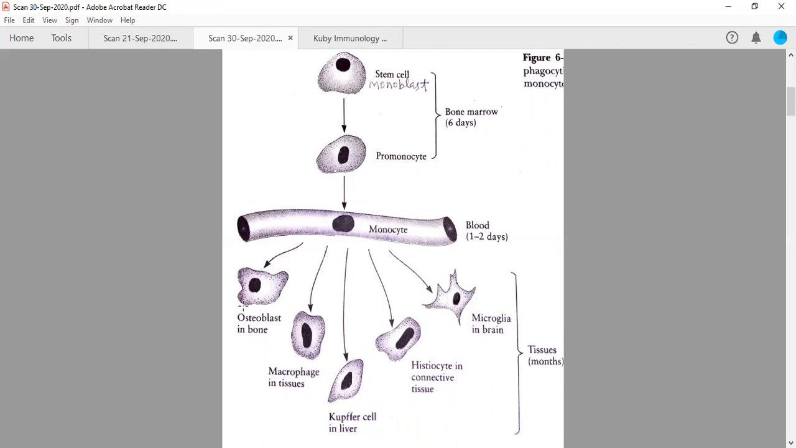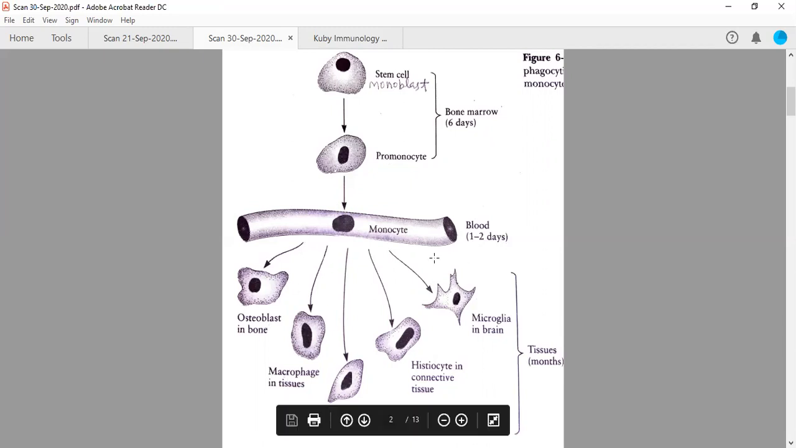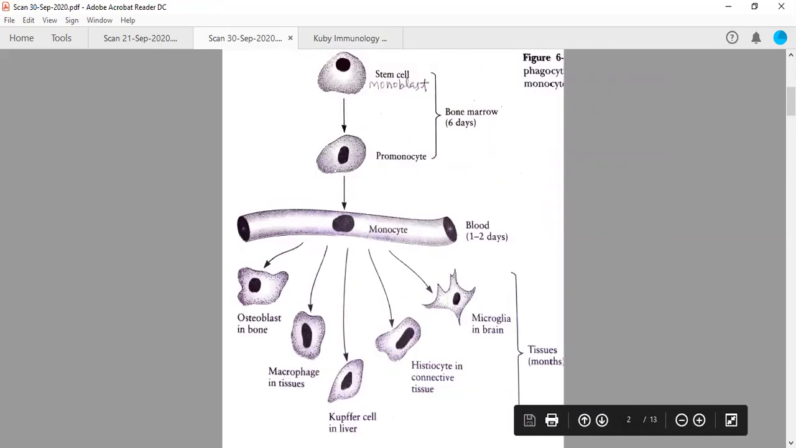In tissue, as I told you, they have different names, but all of these are macrophages. So they are called osteoclast in the bone. All right, macrophages in the tissues are called Kupffer cells in the liver, mesangial cells in the kidney, microglia in the brain, histiocytes in the connective tissue, right? So in each tissue, they have different names, but all of them are macrophages. And in tissues, they can survive for months, right?